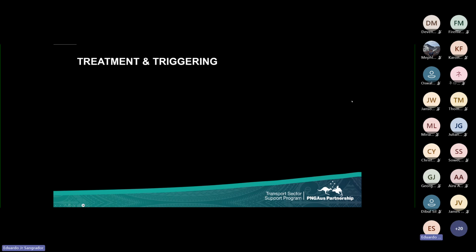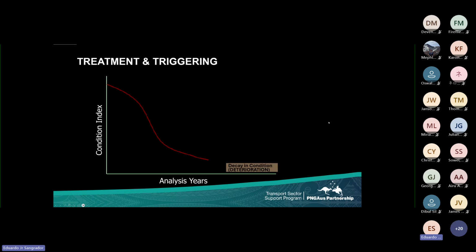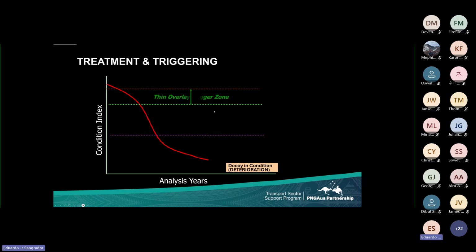On asset management, there's treatment and triggering. Assuming you have this condition index and analysis here, you have this particular asset, the decay of condition. For a road, regardless of the condition, it will deteriorate. But in roads, you have this thin overlay trigger zone on top, and you also have the structural trigger zone, and you have the reconstruction trigger zone. So when the road is decaying, these are the three main ones.